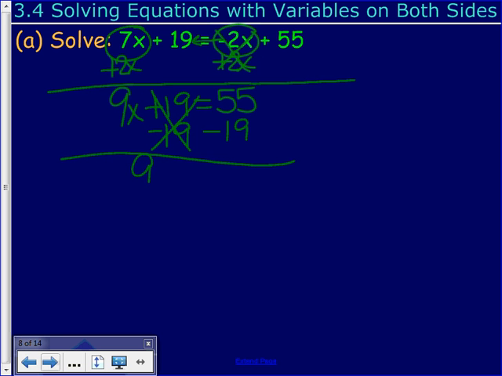So 9x equals 55 minus 19. And do that mental math. 36. Now I'm going to divide both sides by 9. And x is going to equal 4. So if I were to substitute it back in, 28 plus 19 should be the same as negative 8 plus 55.